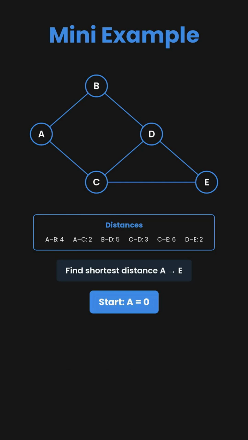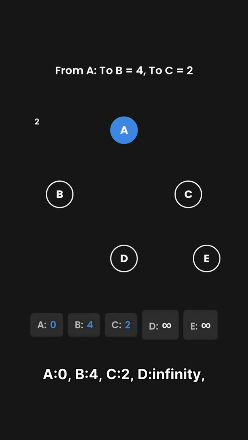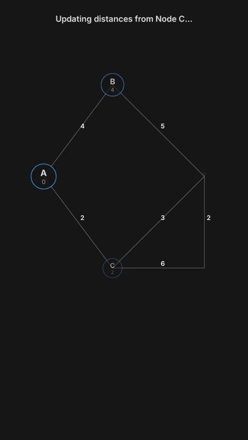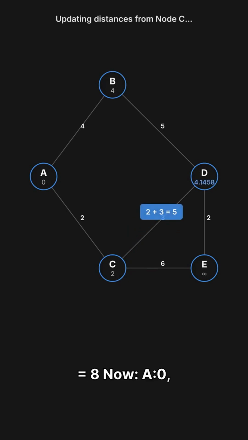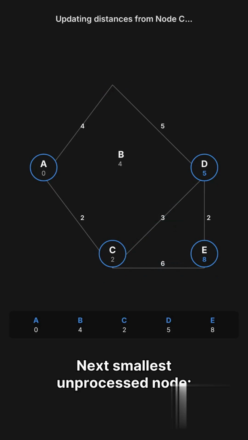Start. A equals 0. From A, B equals 4 and C equals 2. So currently A 0, B 4, C 2, D infinity, E infinity. Next, take the node with the smallest current distance. From C to D, 2 plus 3 equals 5. From C to E, 2 plus 6 equals 8. Now: A 0, C 2, B 4, D 5, E 8.